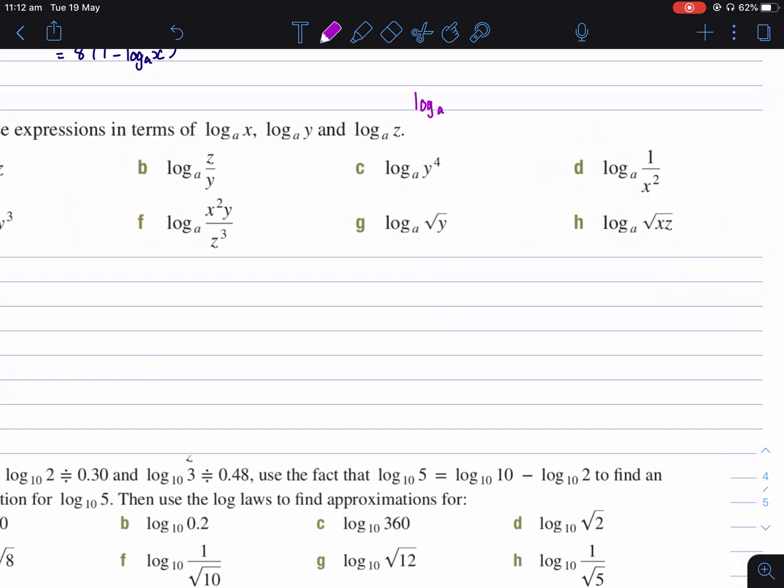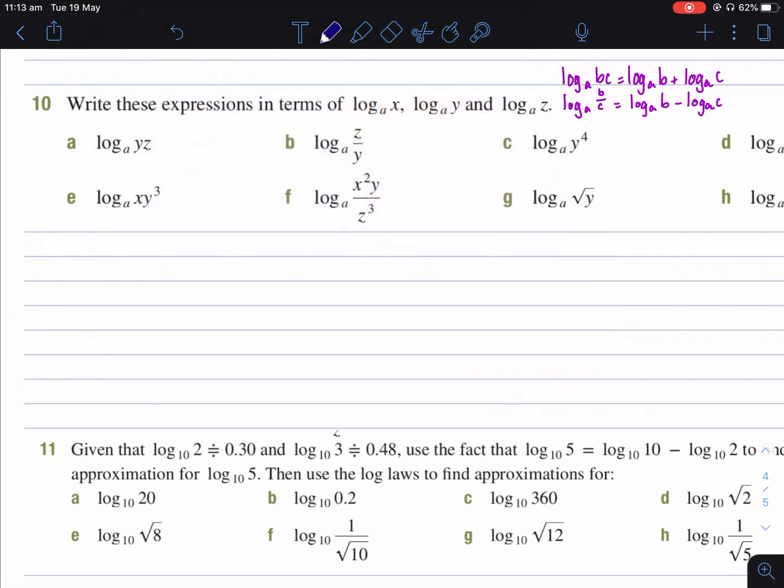Log base a of bc is the same as log base a of b plus log base a of c. Log base a of b on c is the same as log base a of b minus log base a of c. And log base a of b to the c is c log base a of b. It may help you to write those down every time.